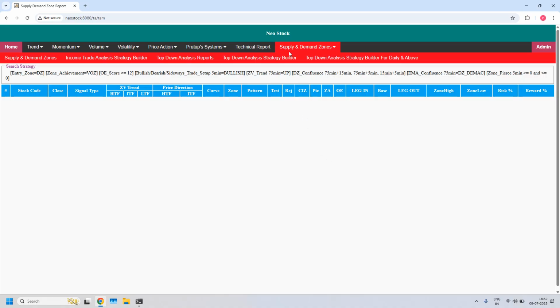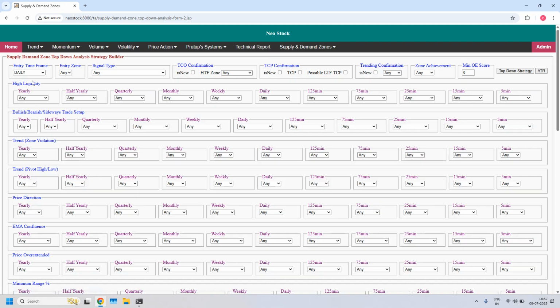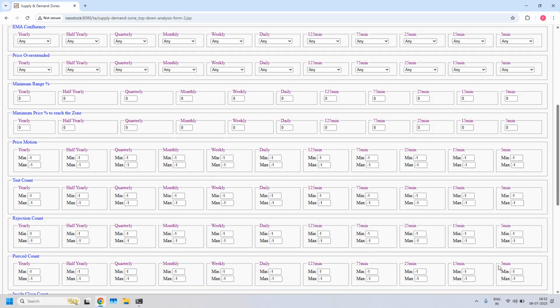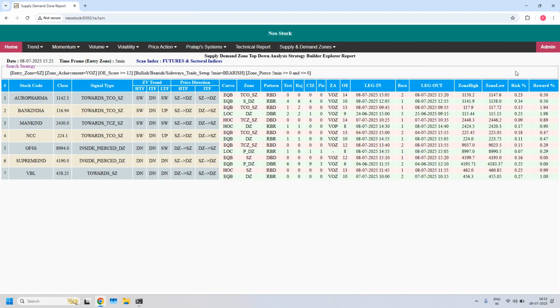Okay, next we will look into bearish trade setup for hourly income trade. Entry time frame 5 minutes, entry zone supply zone. In bullish or bearish or sideways at 5 minutes, I am selecting bearish. Zone achievement VOZ, minimum order enhance score 12, and also the 5 minutes supply zone should not be pierced. At 5 minutes, minimum value 0, maximum value 0. With these filters, we got 7 stocks. Bearish trade setup for hourly income trade.